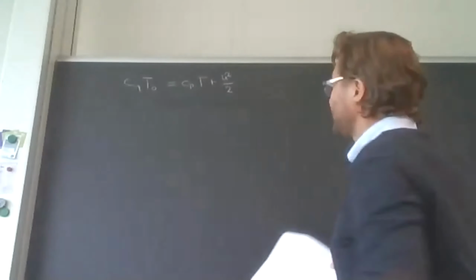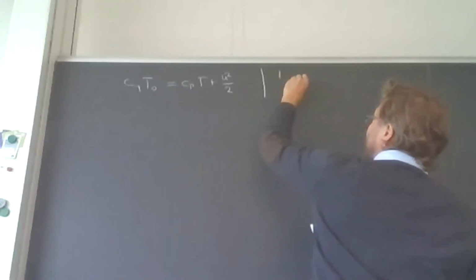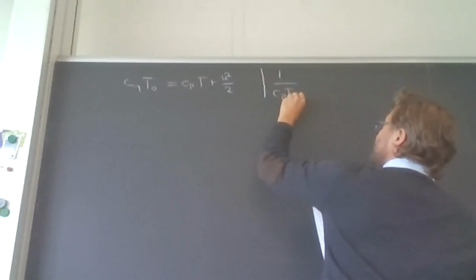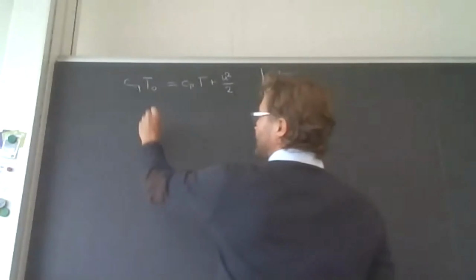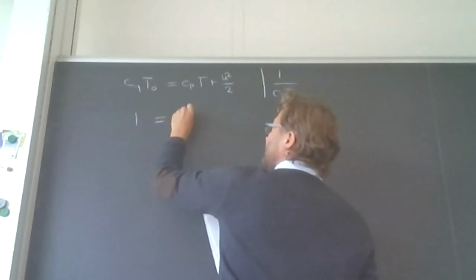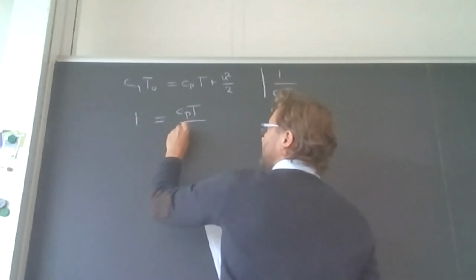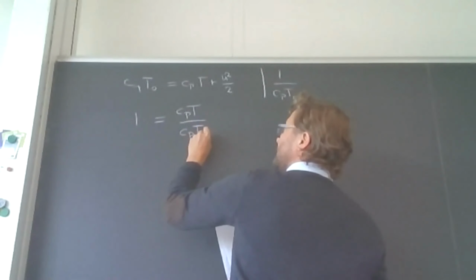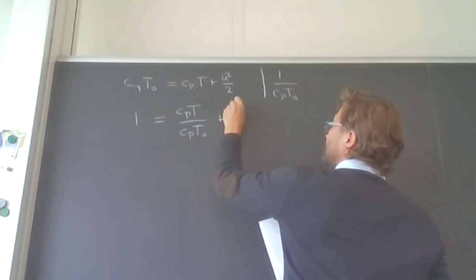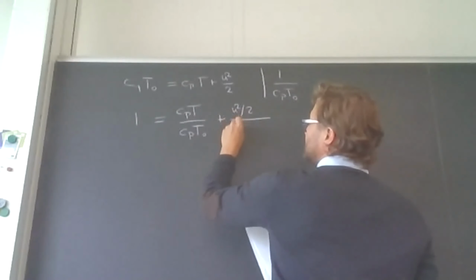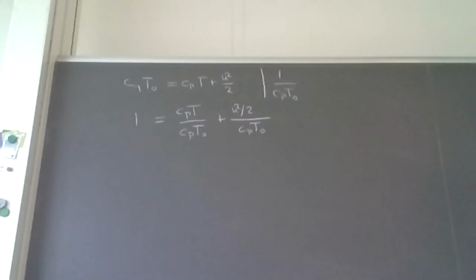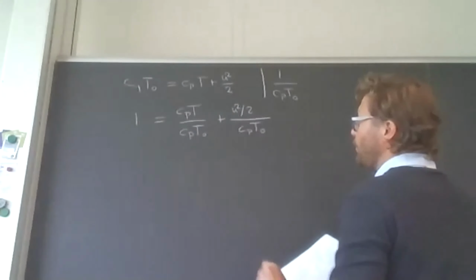Let's now modify this equation a little bit. First, we're going to divide it by Cp T naught. Obviously, on the left-hand side, we're just going to get 1. And then Cp T divided by Cp T naught, and the second term will be U squared divided by 2, divided by Cp T naught. Okay, so far, no magic.